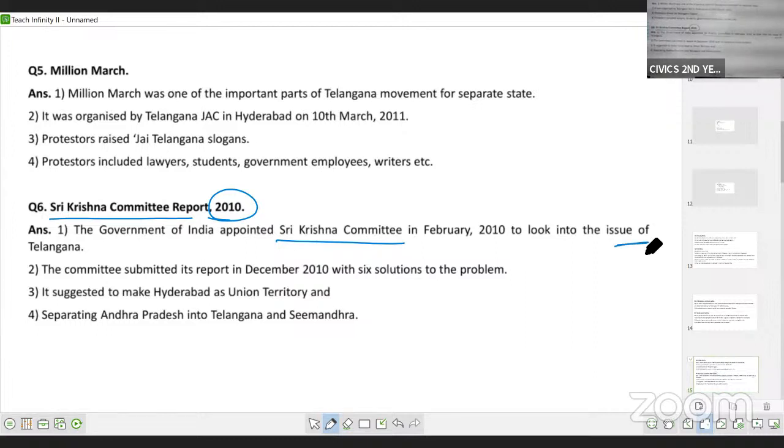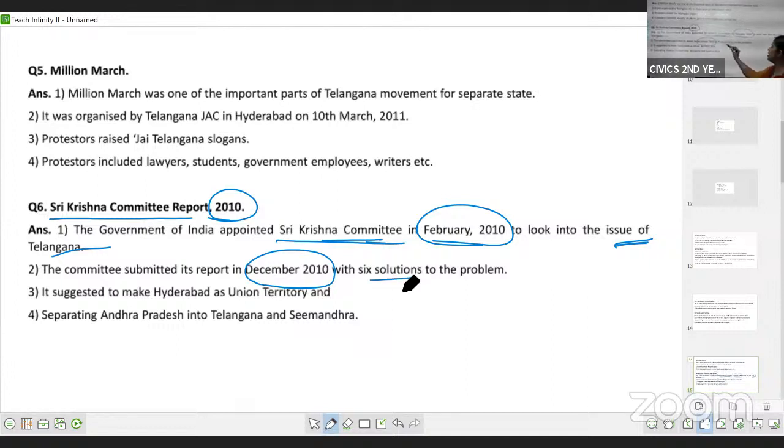In February 2010, the Government of India appointed the Sri Krishna Committee to look into the issue of Telangana. The committee submitted its report in December 2010 and suggested 6 solutions to the issue of Telangana.